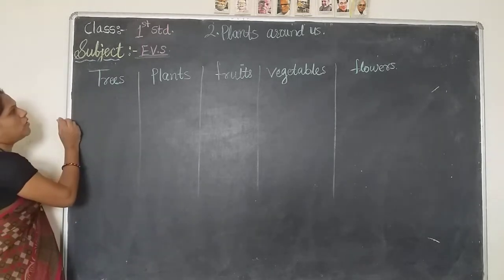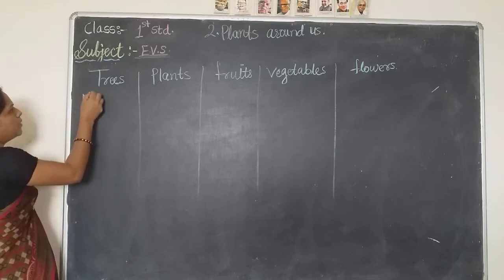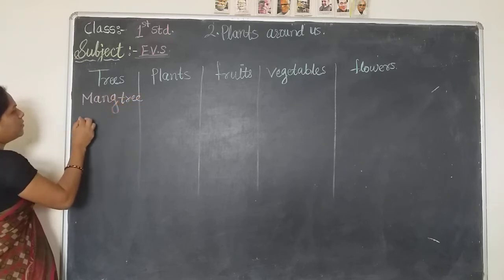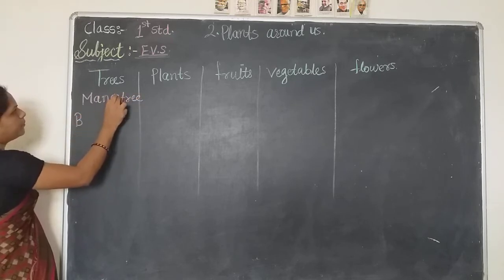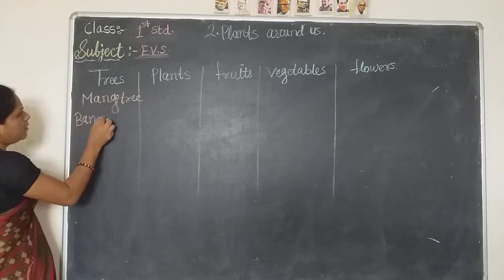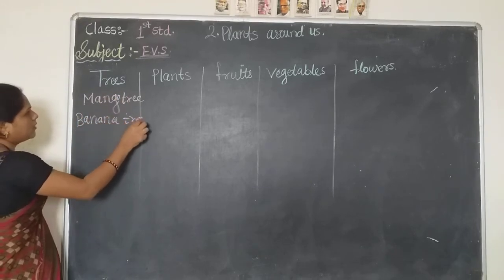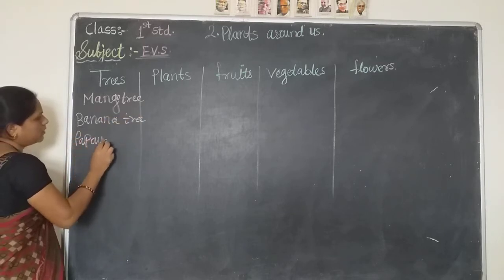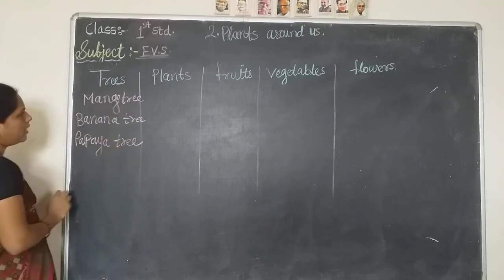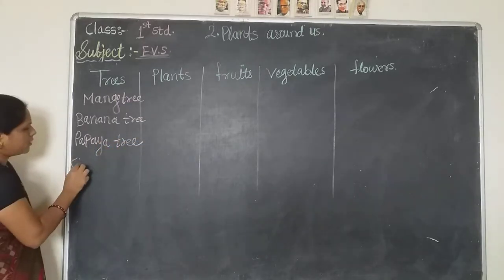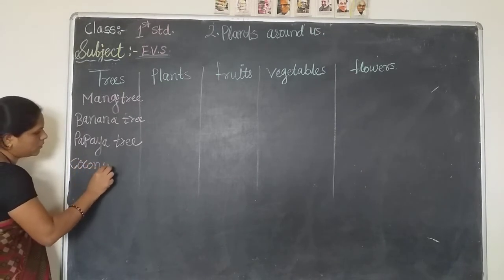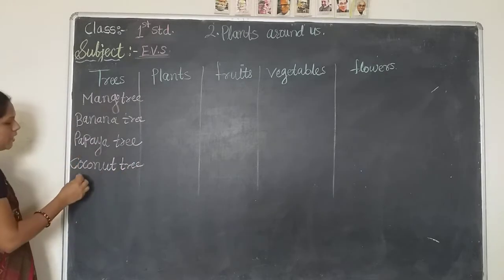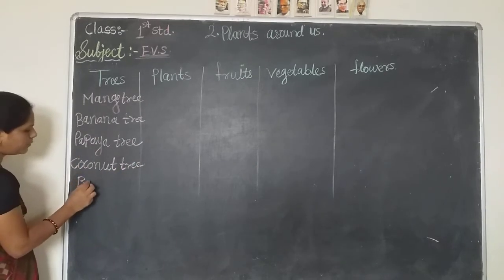So names of trees are mango tree, M-A-N-G-O, mango tree. Next one, banana tree. Next one, papaya tree. Papaya tree is also a big one. Next one, coconut tree. Have you seen coconut tree, children? Yes, it's a tall tree. Ashoka tree. Next, some many more trees. Banyan tree.